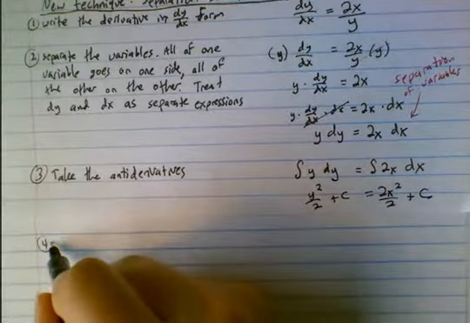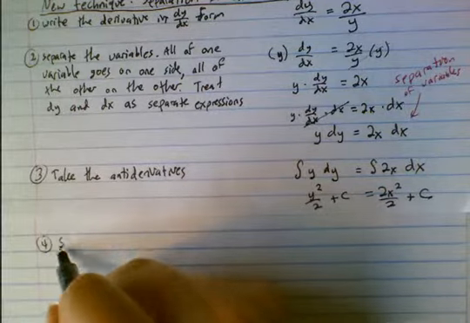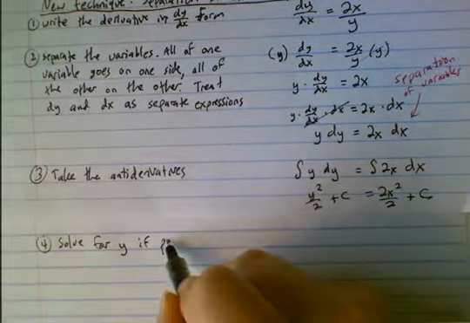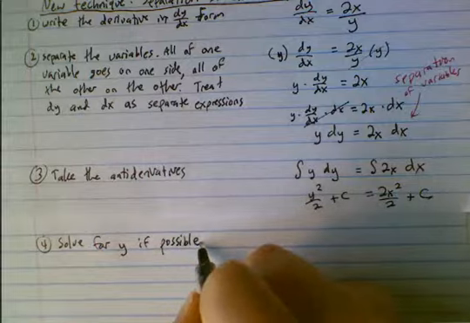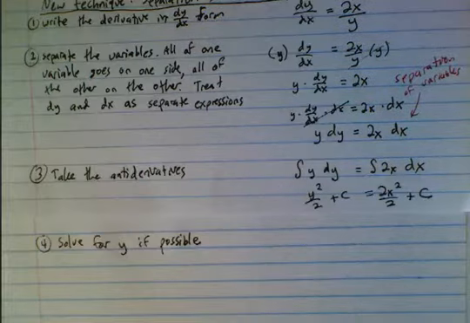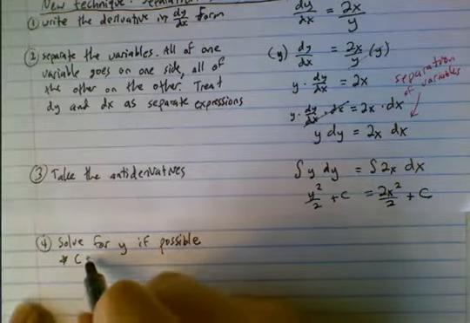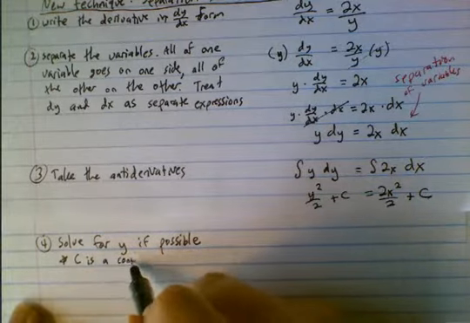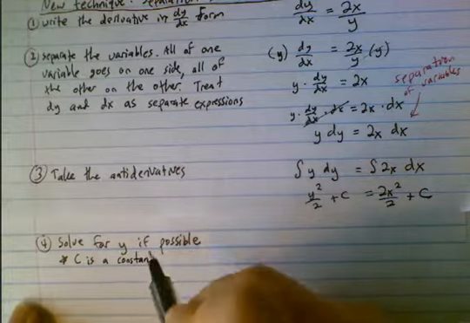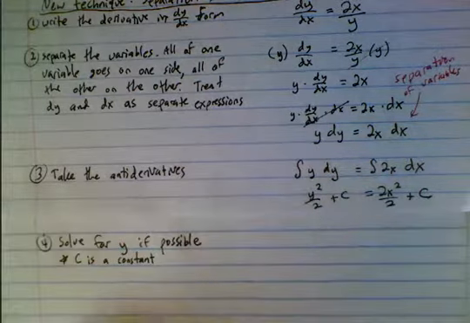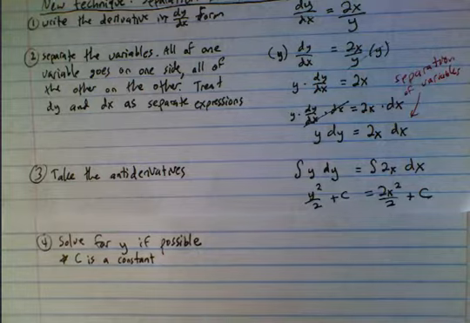Our fourth step, solve for y if possible. Now, one of the key things to be aware of is that c is a constant. We don't care what it is. It just is a number that could be any number. We don't really know.